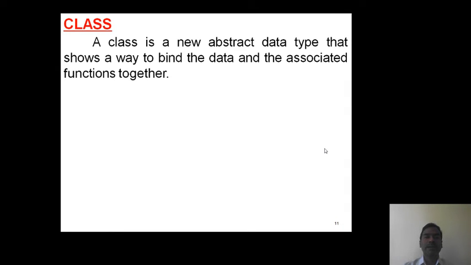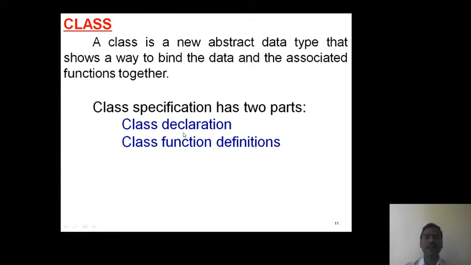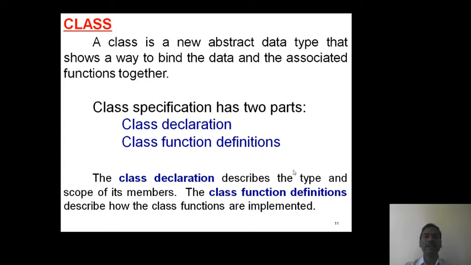First of all, what is meant by a class? A class is a new abstract data type that combines data and functions into a single unit. In general, while defining a class, its specification has two parts: class declaration and class function definitions. Class declaration describes the type and scope of its members. Class function definitions describe how the functions are implemented.